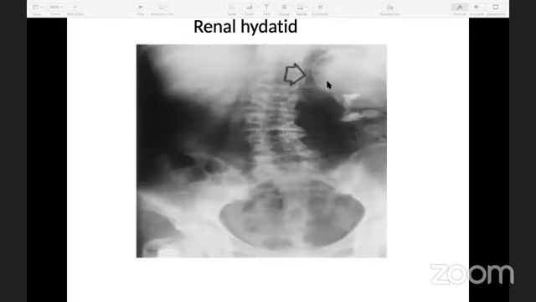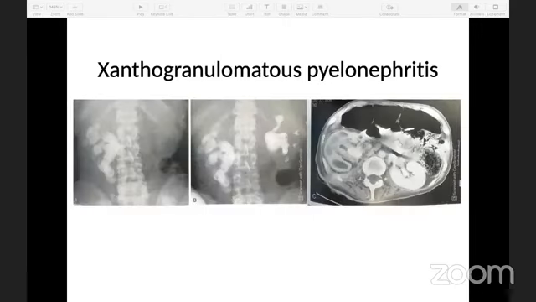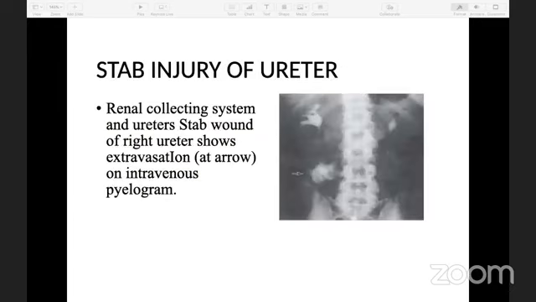Hydatid cyst of left kidney. Right-sided staghorn calculus with non-function in a patient due to xanthogranulomatous pyelonephritis. IVU in a patient with stab injury showing extravasation from upper ureter.